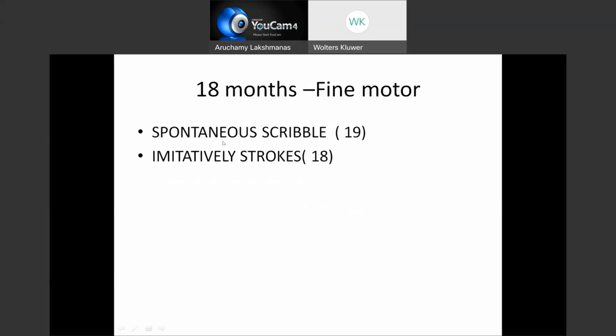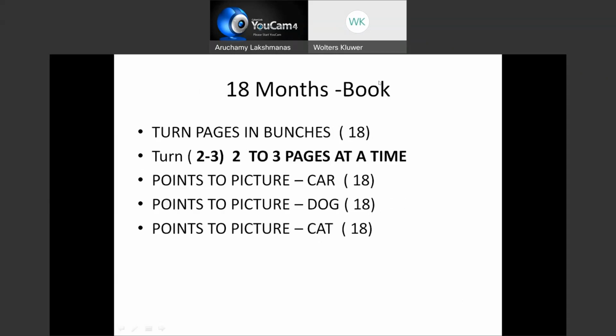By 18 months, fine motor: spontaneous scribble and imitative strokes. And as far as the book is concerned, it can turn pages in bunches, say 2 to 3 pages at a time. And it will point to a picture like a car, dog, cat, like that. So you just count these numbers, it will come as 18. Remember easily, 10 pages in bunches.